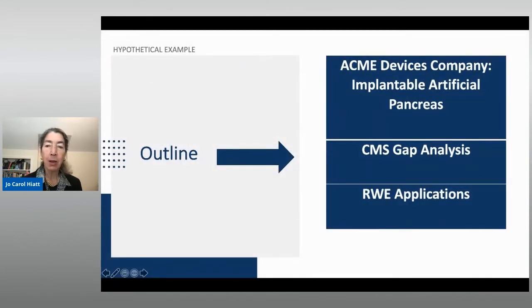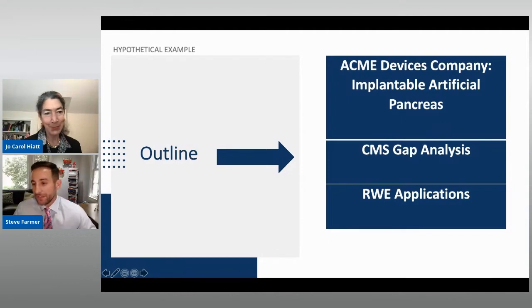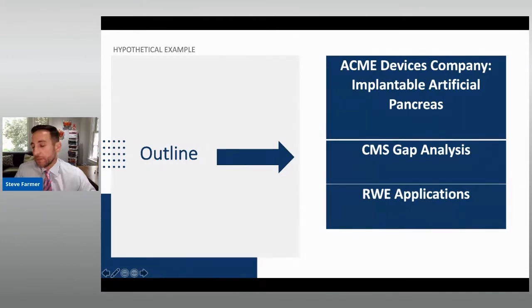So these are the data that are presented at the time of the FDA authorization. And now, how would CMS look at this, and how could real-world evidence perhaps address some of the issues that CMS identifies? Steve, you're up. Thank you, Jo Carroll. So in this next segment, CMS will react to the data presented by the manufacturer and identify some important considerations. Next slide.